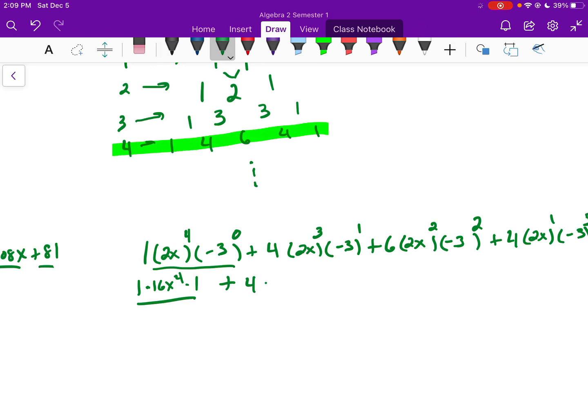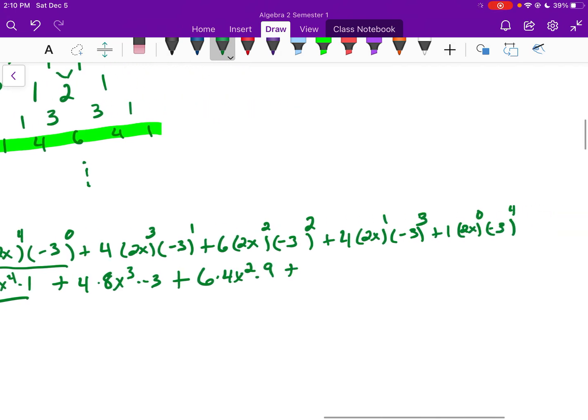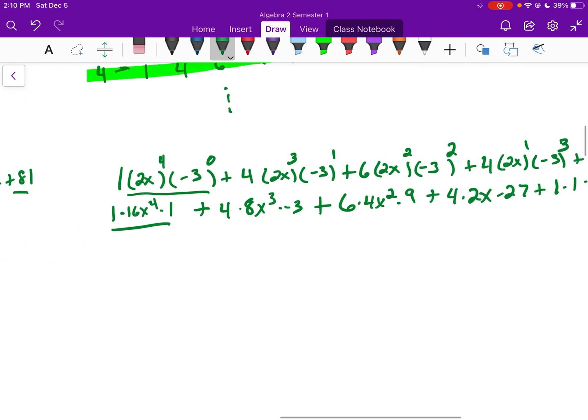So then for the second one, 4 times 2x cubed, which will be 8x cubed. And then times negative 3, because negative 3 to the first is negative 3. Okay, so then the next term, 6 times 2x squared. 2 squared is 4. X squared is x squared. Negative 3 squared is 9. Next term, 4 times 2x to the first, so just 2x. Negative 3 cubed, that will be negative 27. And finally, the last term, 1 times 2x to the 0, that's 1. Negative 3 to the fourth power is positive 81.